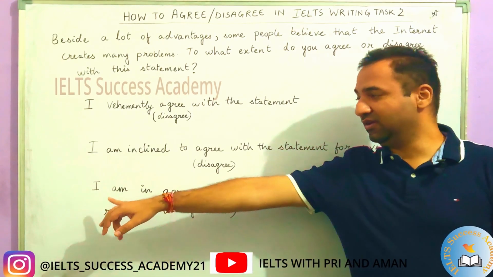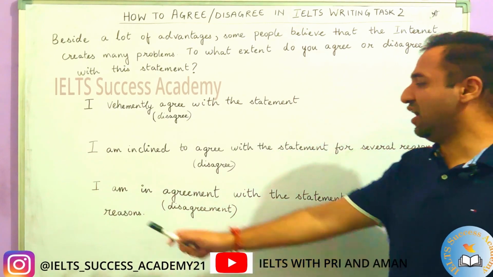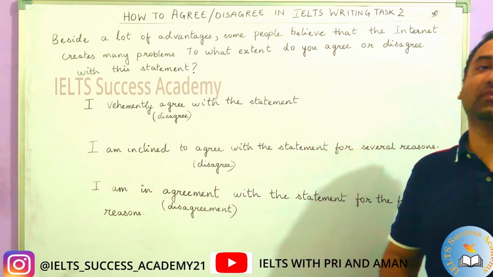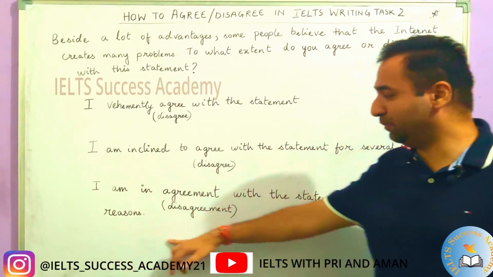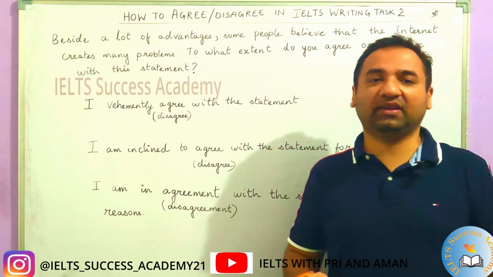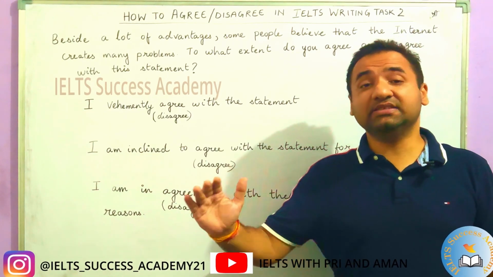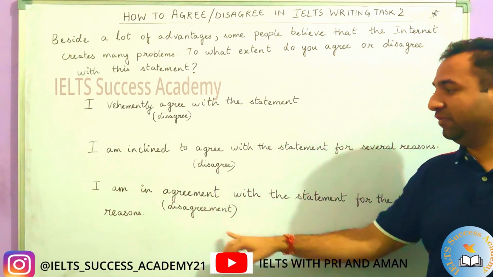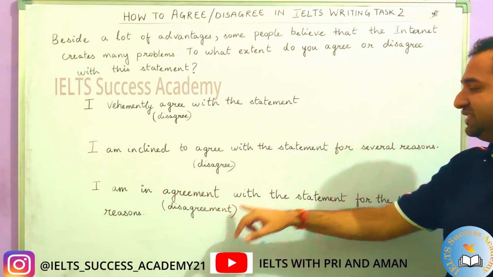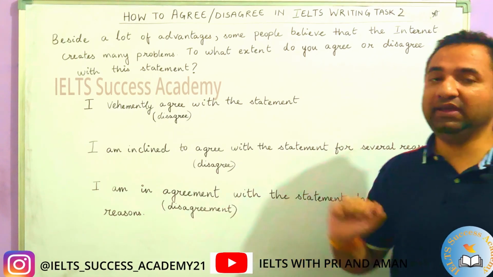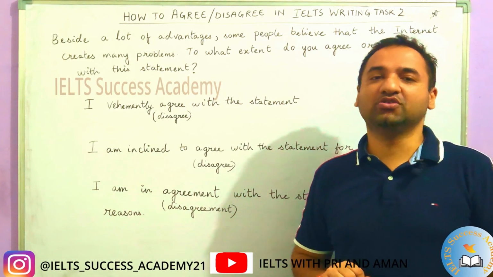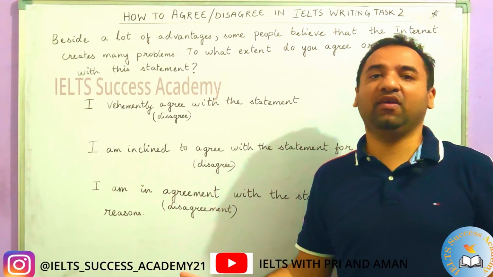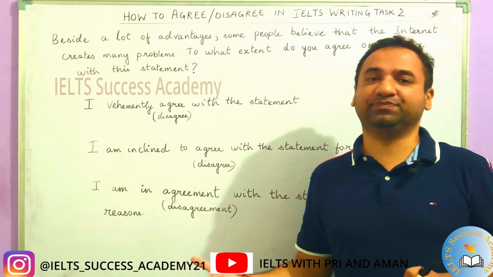Okay. Seventh and the last one is I am in agreement with the statement for the following reasons. Again, this is showing the path to the reader that the writer will write reasons in the following statements or in the next statement. Okay. You can also say I am in disagreement with the statement for the following reasons. So these are the 7 ways whereby you can agree or disagree with the statement or with the question.